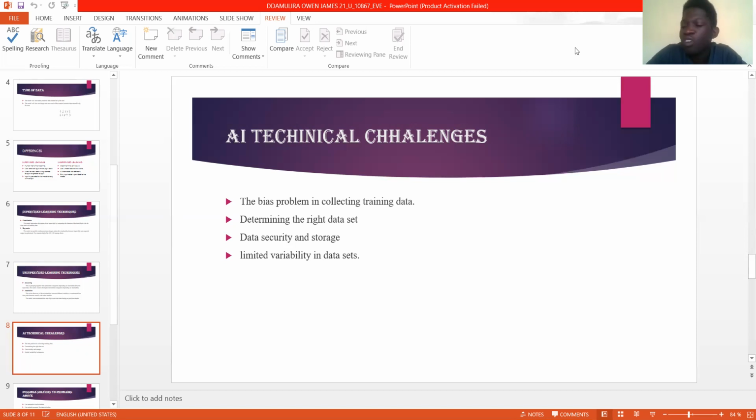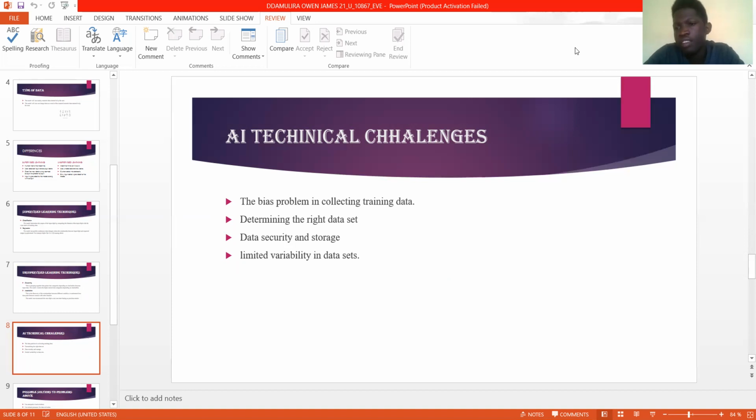So when you talk about technical challenges, what are the challenges facing data? The bias problem. For example, people who collect training data, for this model, someone may consider only even numbers. Someone may not like odd numbers. That means my model will be biased on even numbers. It won't be able to understand all the numbers, so it won't be able to classify them.